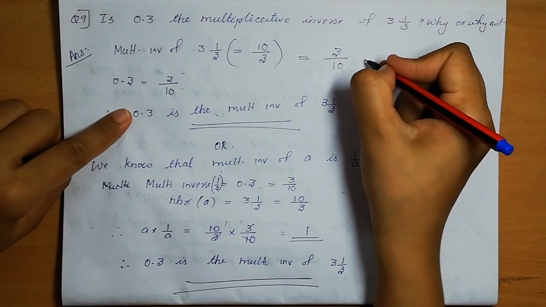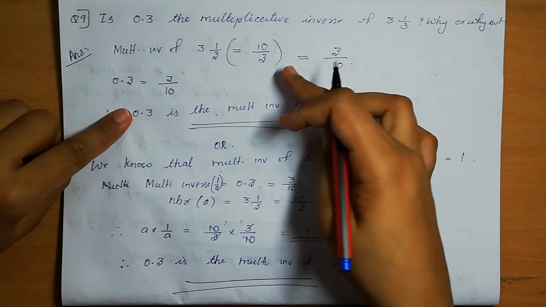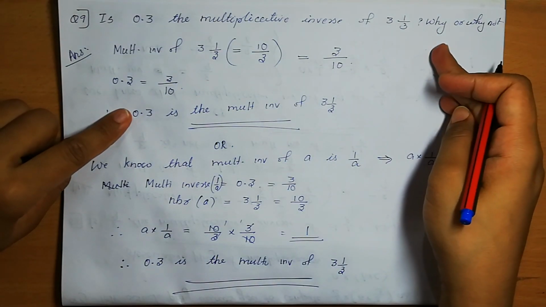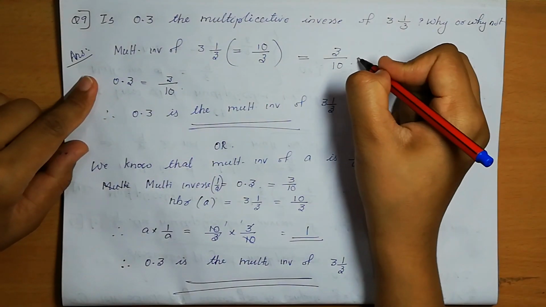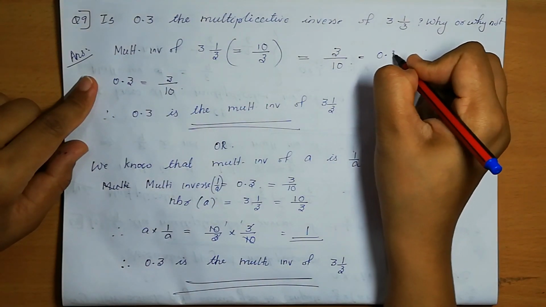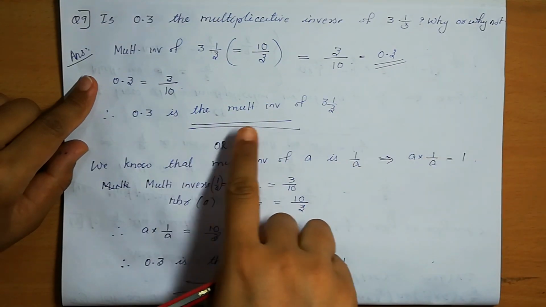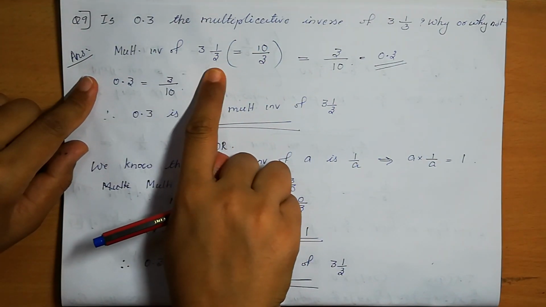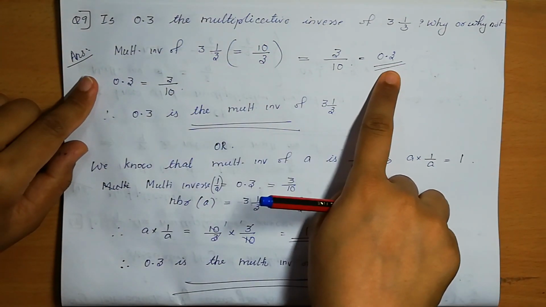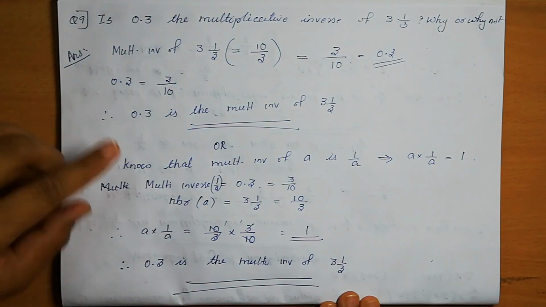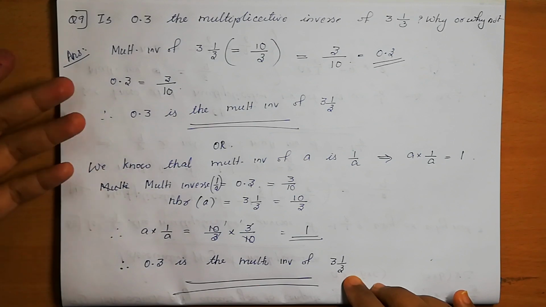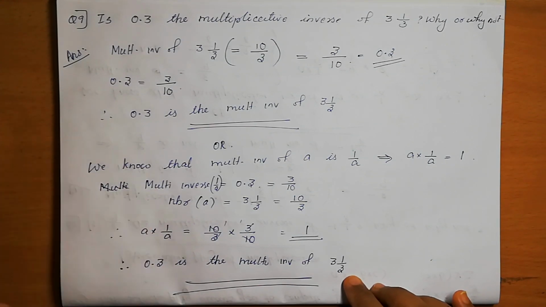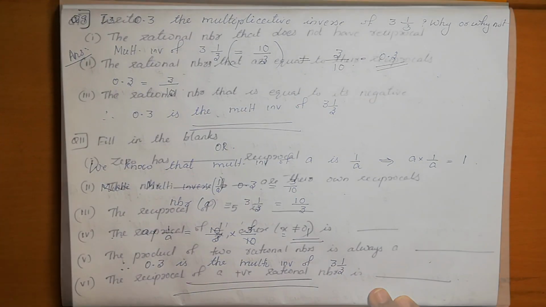3 by 10 means here we can write 0.3 also. So 0.3 is the multiplicative inverse of 3 1 by 3, or 0.3 we can write as 3 by 10. 3 by 10 equal to 0.3, correct. So 0.3 is the multiplicative inverse of 3 1 by 3. Or verify using this method: a into 1 by a equal to 1, if you get that, it means the number 0.3 is the multiplicative inverse of 3 1 by 3.